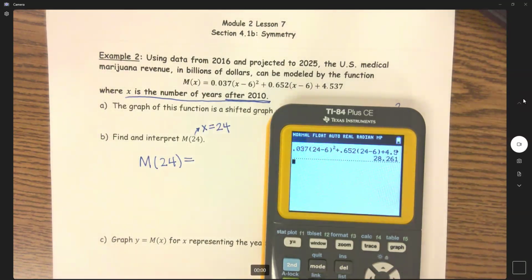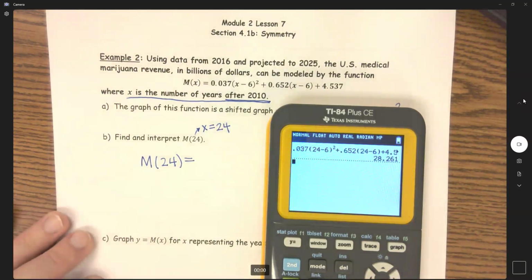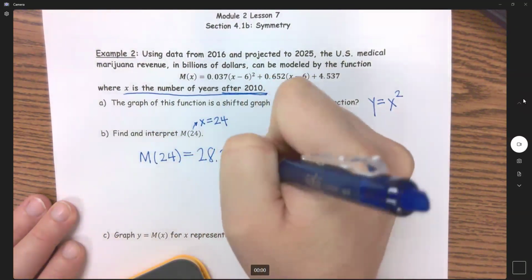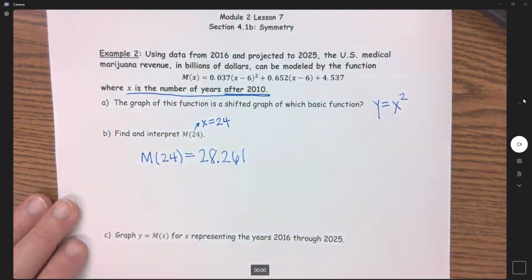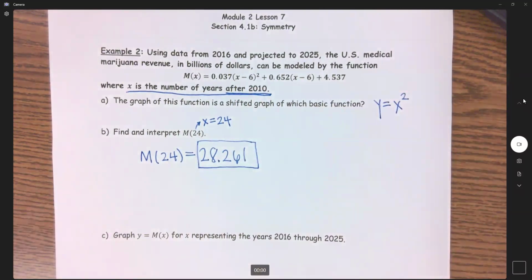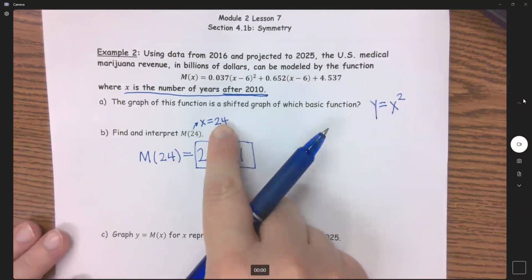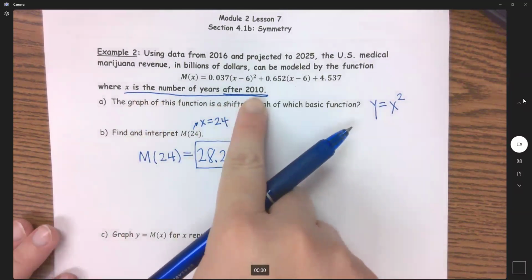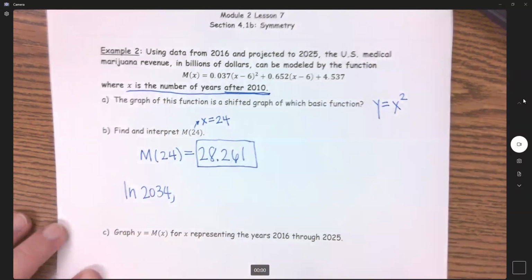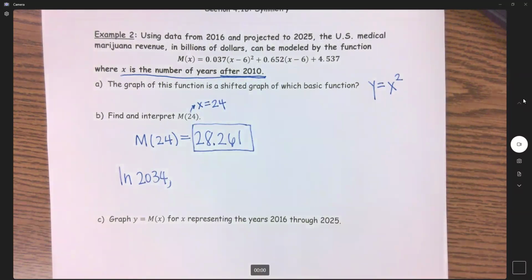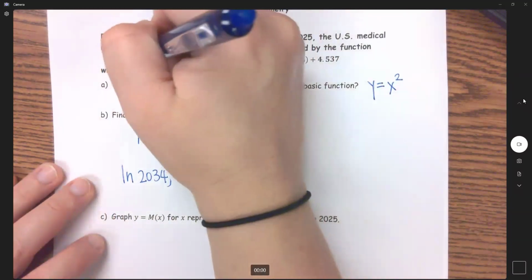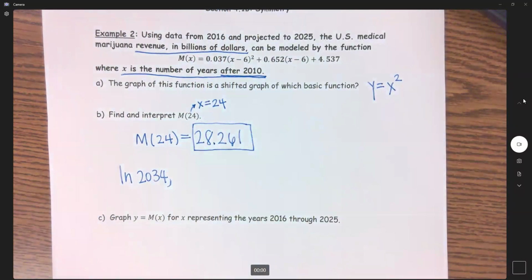All right, so we get 28.261. Okay, so that is my answer. And so now we need to interpret what that means. If my x is 24 and x represents the years after 2010, we are in 2034. So in 2034, what does my y represent? My y is my revenue in billions of dollars.